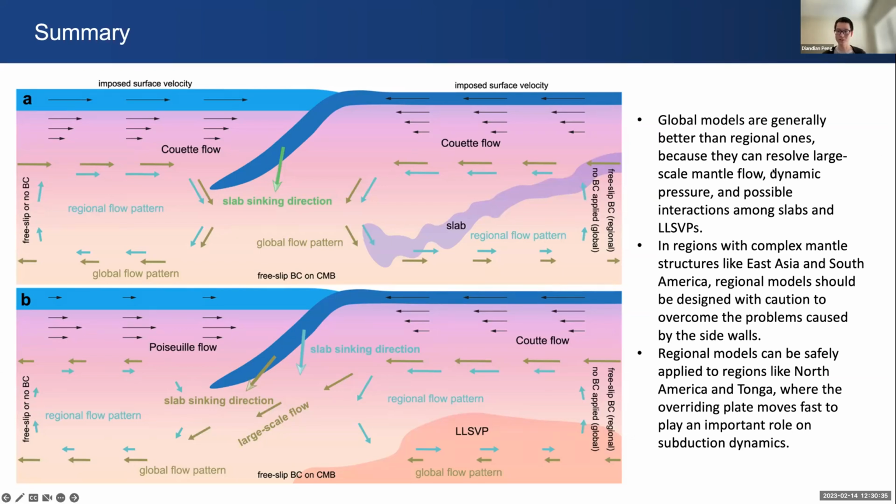For other regions like Tonga and South and North America, where the overriding plate moves very fast, the imposed plate motion may play the most important role in the mantle flow, especially in the upper mantle. In this case, regional models may be safe to use, and because they cost less computational resource, we also suggest that we can use regional models for subduction zones similar to Tonga and North America.